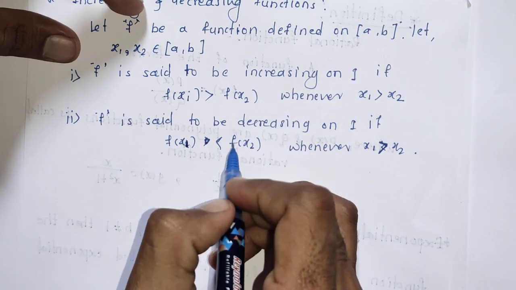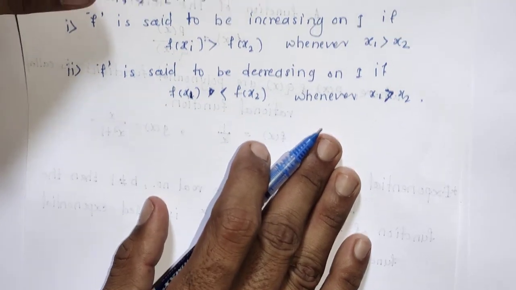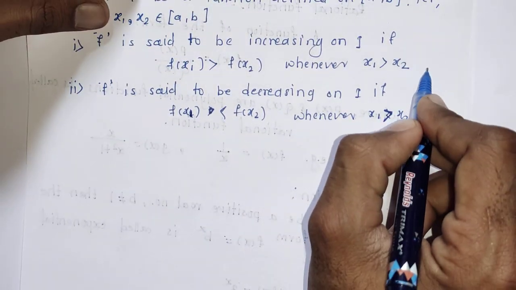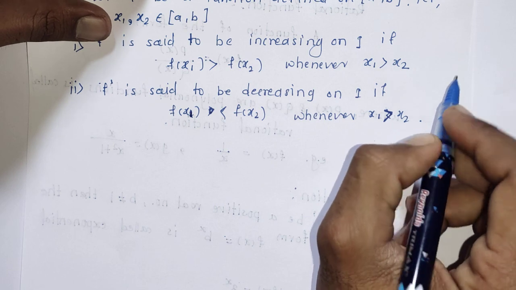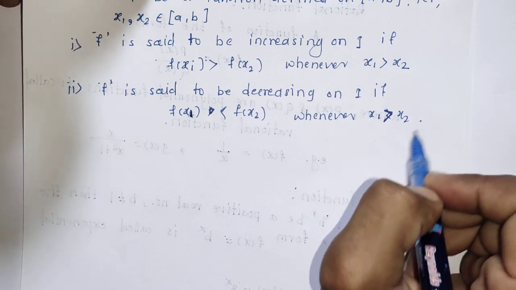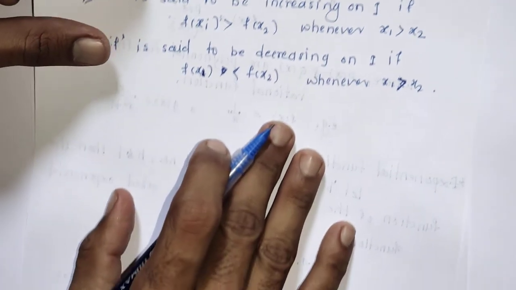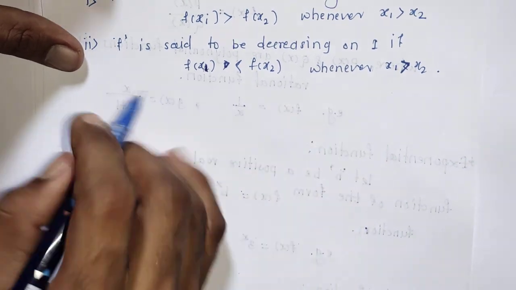Similarly, conversely, for a decreasing function, if x1 is less than x2, then f of x1 is greater than f of x2, and the function is said to be a decreasing function. This is the definition of increasing and decreasing functions.